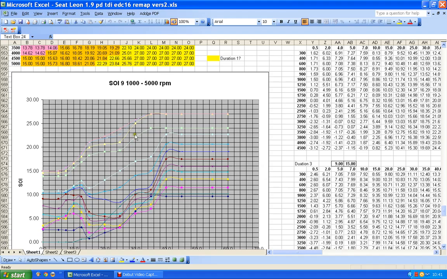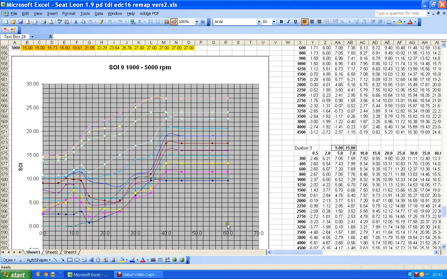But if we assume that there is a point at which start of injection does not occur any earlier, then when we look at these, we see that at 5,000 revs, once we get much over 40 milligrams, injection will stop advancing in any way. In other words, it will be 27 degrees. So from 40 milligrams onwards we will have a start of injection of 27 degrees.